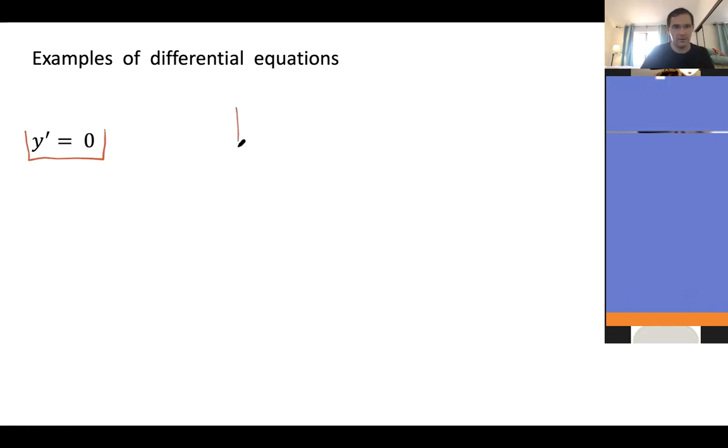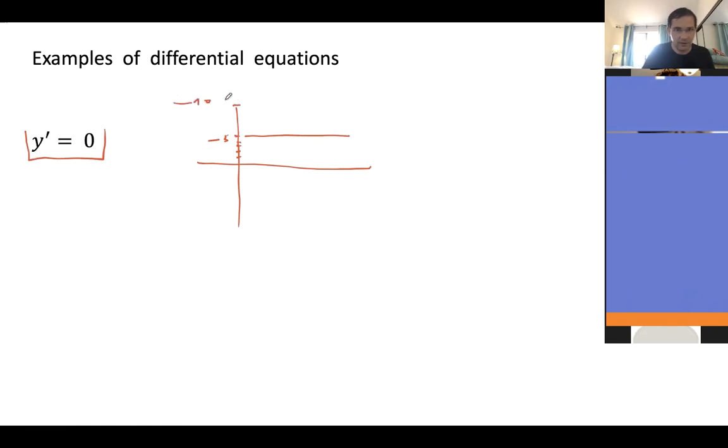One example. So here's the function y equals 5. 1, 2, 3, 4, 5. And it's a constant function. Y equals 5 is one solution. Could you give me another solution of this differential equation? Y equals 10. Y equals 10, perfect.